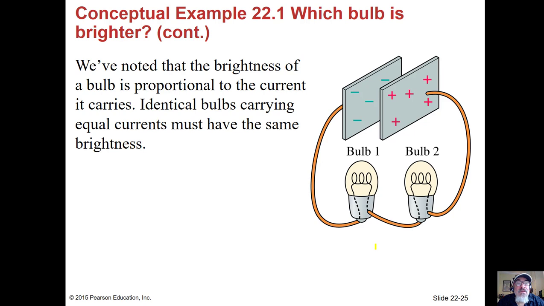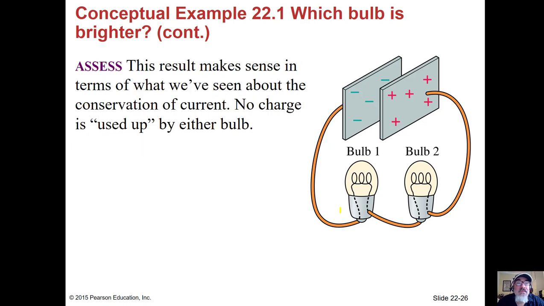That's a synopsis of what I've said. We've noted that the brightness of the bulb is proportional to the current it carries. So identical bulbs have the same current, so we've got the same brightness. It makes sense with what you've seen with a string of lights. It's not like the first one's bright and the last one is really dim. They're all the same. It's the same current going through. No charge is used up. It's not used at all.